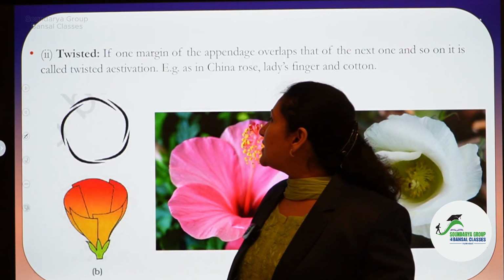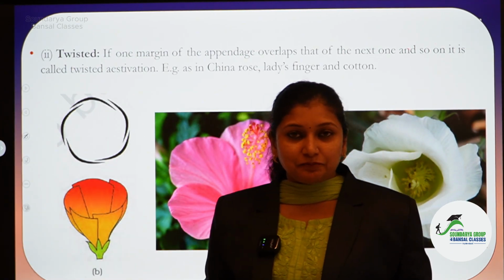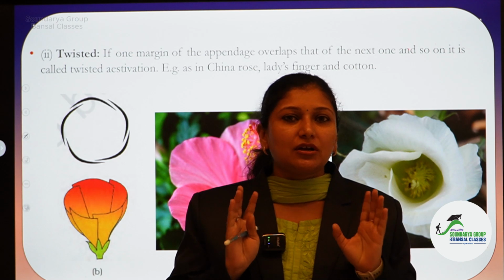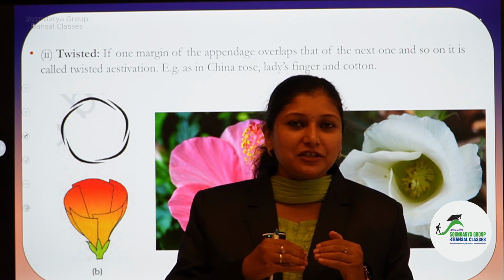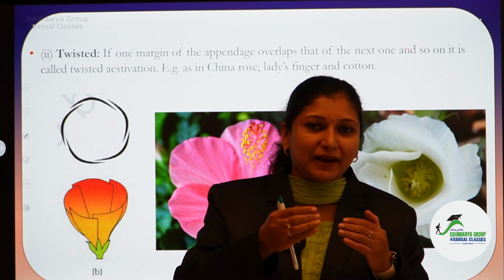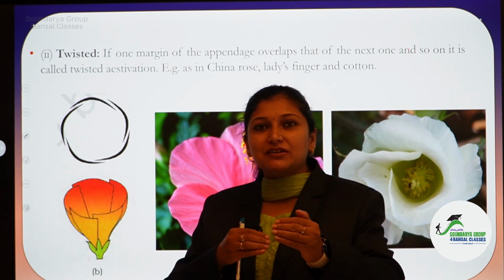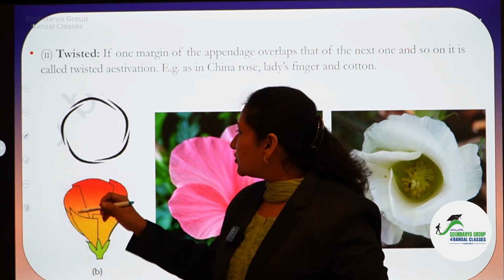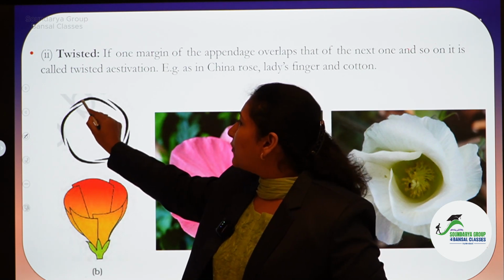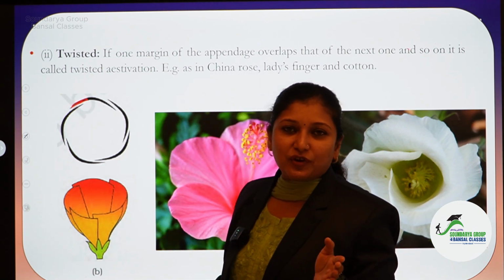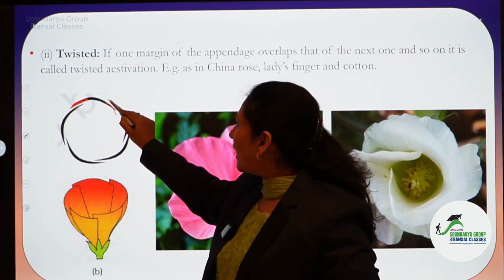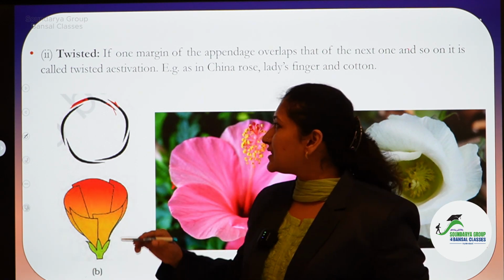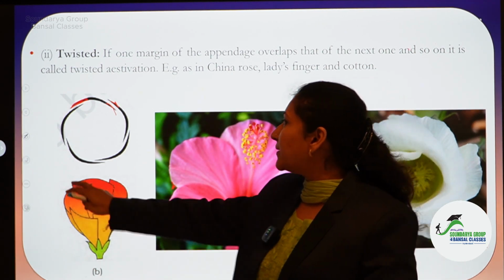The next type of estivation is twisted. In a 5-seater car, in the back seat where only 3 persons can sit, if I push in 5 persons, then how will they sit? One will be on the front side, one on the back, one on the front, one on the back. So this is how it will be: one margin or one side of the petal outside, one inside. Outside, inside. That means they will be completely twisted to each other. This type of estivation is known as the twisted one.